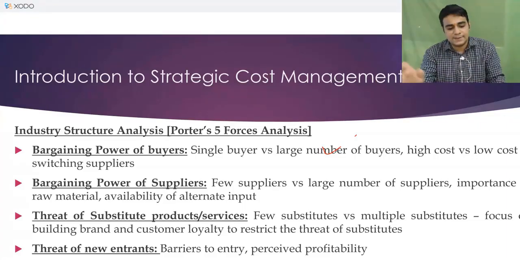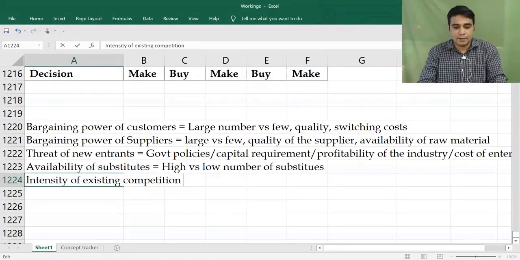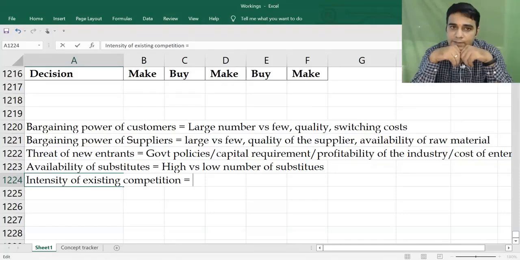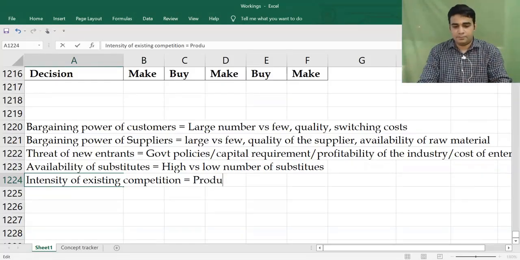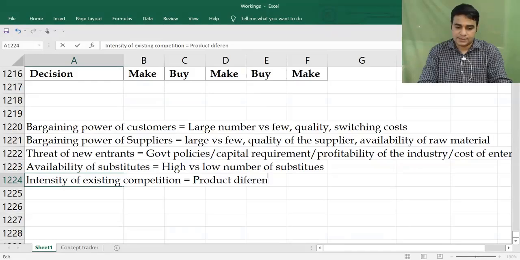The last part is intensity of existing competition. What are the factors which will influence this? Product differentiation, okay. I'm not sure whether it's right or wrong, I'm writing it, I'll explain. What else? Market? Okay, market leader.